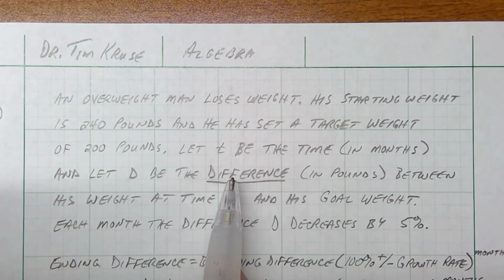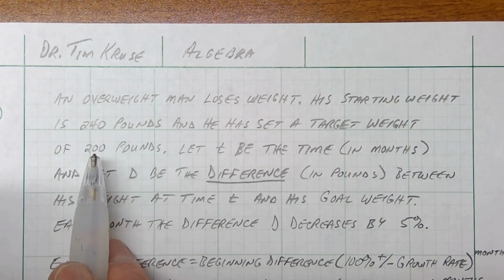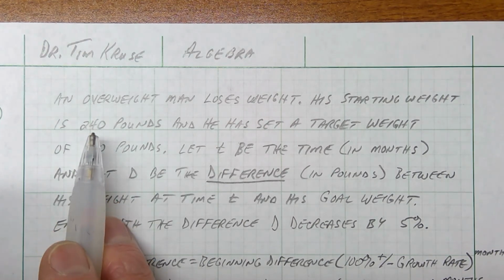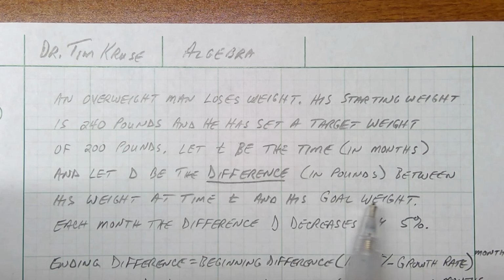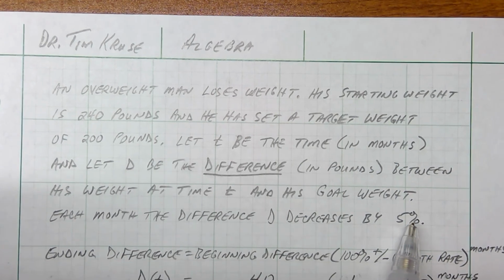So D stands for difference. How far overweight is he? What's the difference between these two numbers? So the difference between these two numbers is 40 pounds. That's our starting value. He starts out 40 pounds overweight. All right, so each month, the difference D decreases by 5%. Decreases. He's losing weight. This is exponential decay. So I'm going to be multiplying by a number less than 100%. How much less? 5% less than 100%.